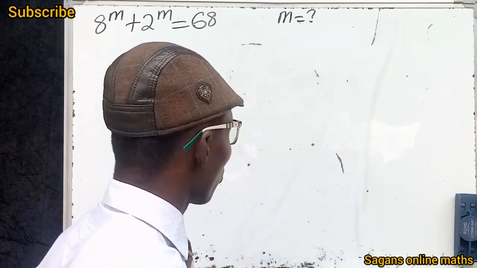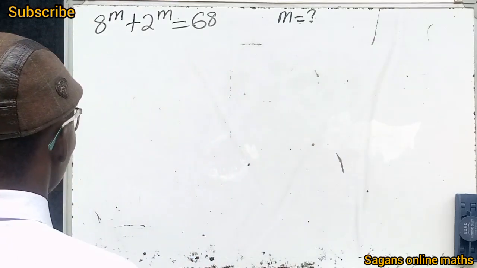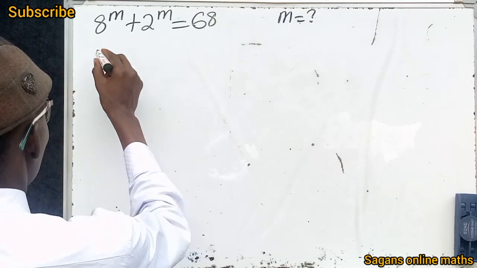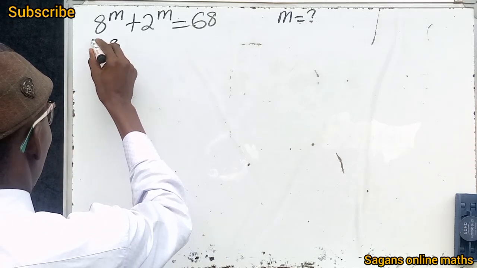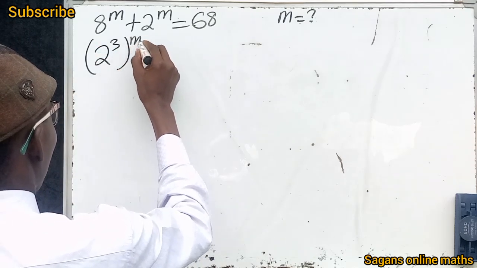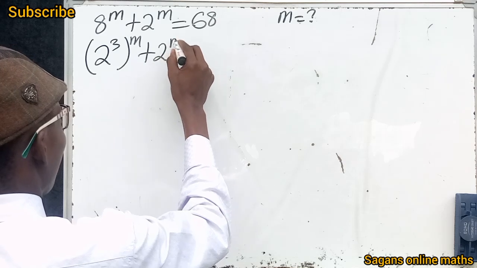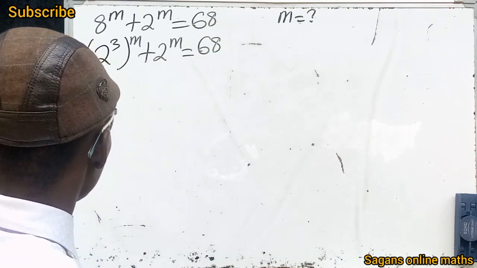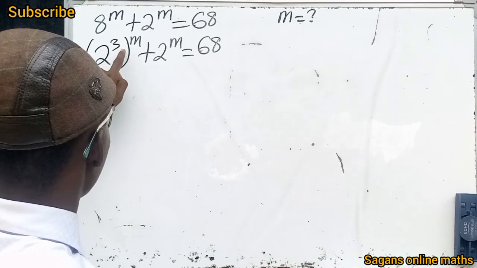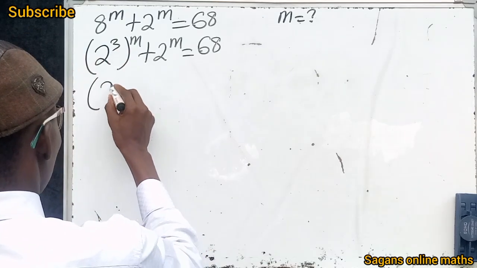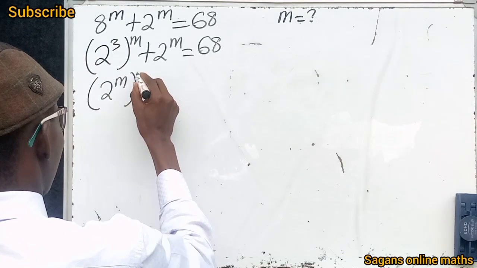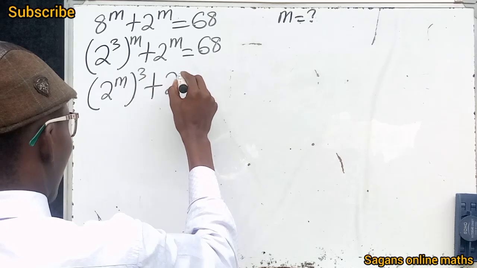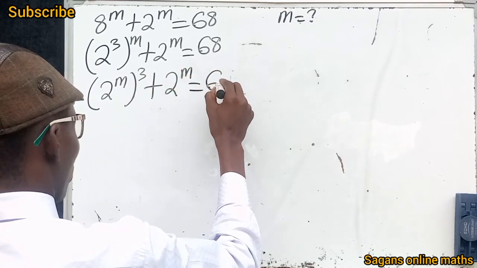Now, look at what we're going to do. Let's put it in index form. If you put it in index form, we're going to have 2 raised to the power of 3, raised to the power of m, plus 2 raised to the power of m equals 68. Now, you can also write this as 2 raised to the power of m, raised to the power of 3, plus 2 raised to the power of m equals 68.